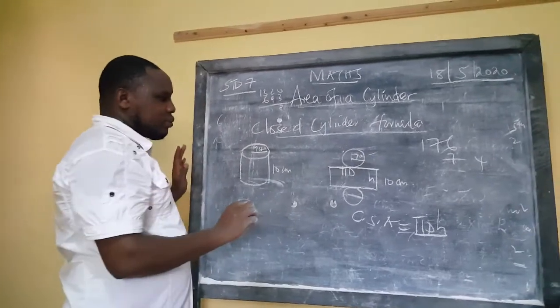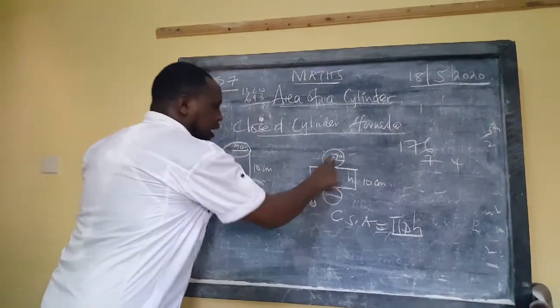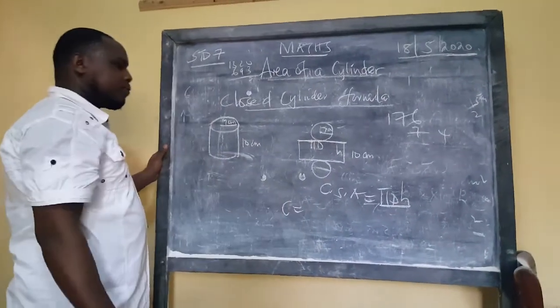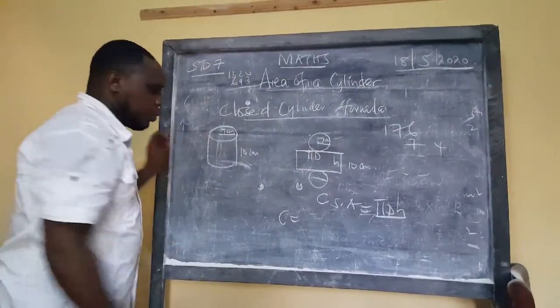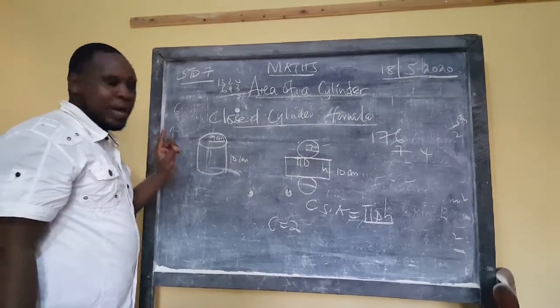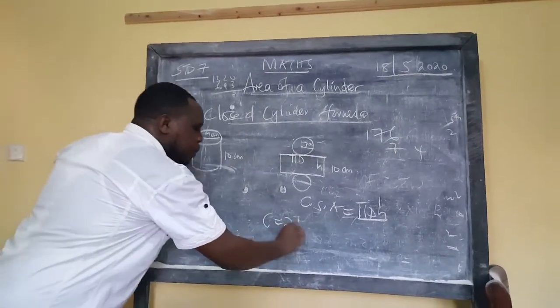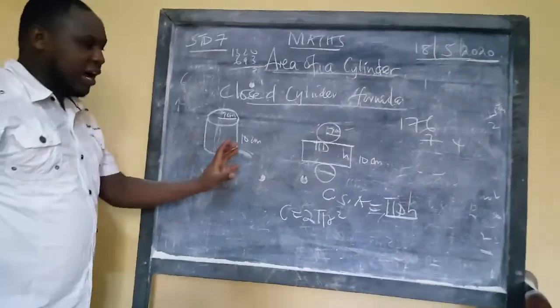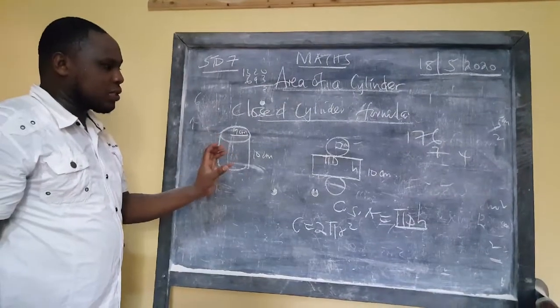Then we come to the circular parts. The circular parts area is going to be, remember there are 2, and the area of a circle is pi r squared. So it's going to be 2 pi r squared. 2 pi r squared. That is for a closed cylinder.